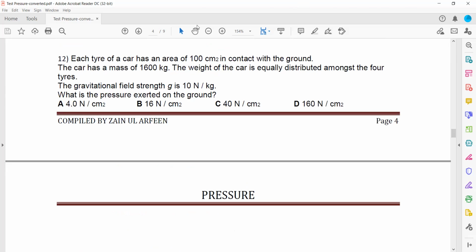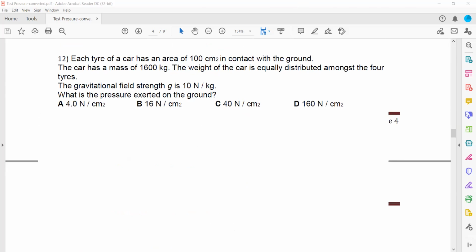In this question, each tire of a car has an area of 100 centimeters square in contact. That means one tire is having an area of contact of 100 centimeters square. The car has a mass of 1600 kilograms. The weight of the car is equally distributed. The gravity is 10. What is the pressure exerted?